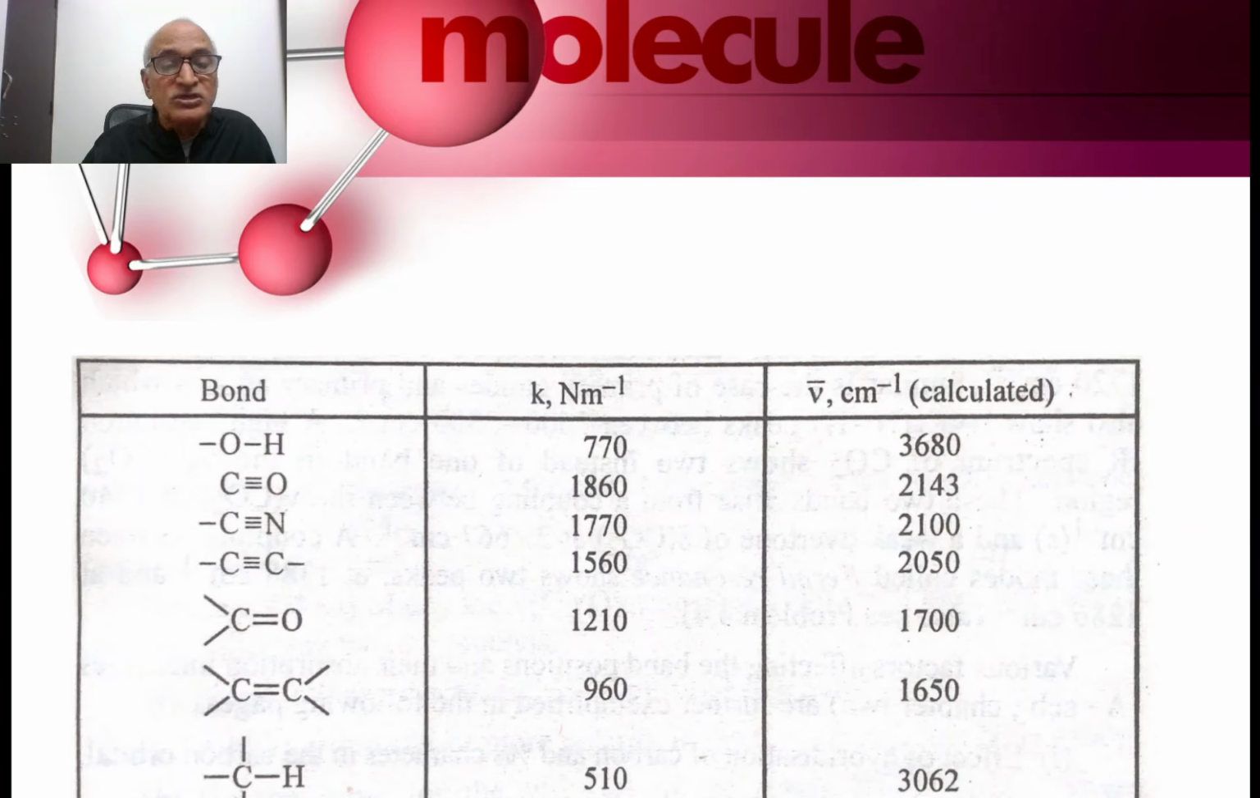The third conclusion is, if one or both atoms are lighter, like CH, then the frequency is more. If you replace H by Cl, the frequency goes down. So, by means of these slides, I have covered some aspects of infrared vibrational spectrometry.